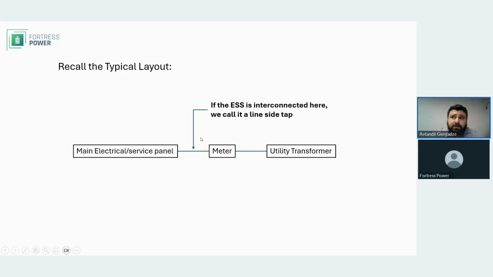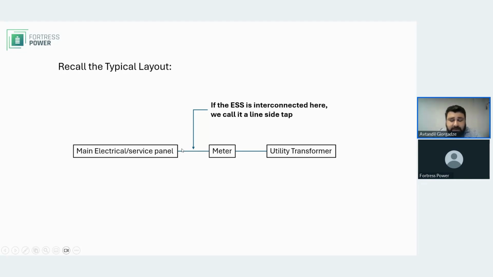And the electrical panel really is your load panel. That's where all the loads live. So if you put your energy storage system somewhere in between the main electrical panel and the meter with appropriate overcurrent protection, of course, throughout this webinar, assume that there is overcurrent protection if you do line side tap or load side tap. But if you connect somewhere between the meter and the main electrical panel, we would call that a line side tap, because we're looking at it from the point of view of the electrical panel. So line is here, so it's line side tap.